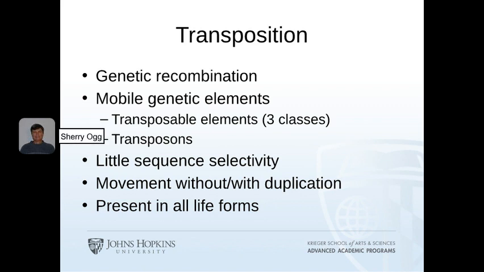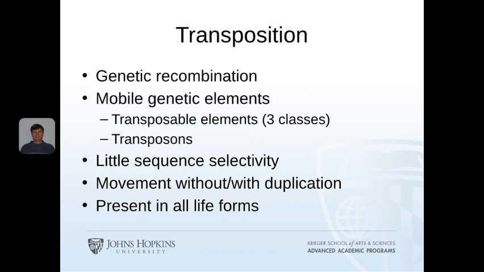Transposition is a type of genetic recombination in which mobile genetic elements move from one DNA site to another DNA site. These mobile elements are referred to as transposable elements, or transposons, of which there are three principal classes. The transposons show very little sequence selectivity when inserting into a DNA site and can therefore insert into a functional gene and disrupt that gene's function.